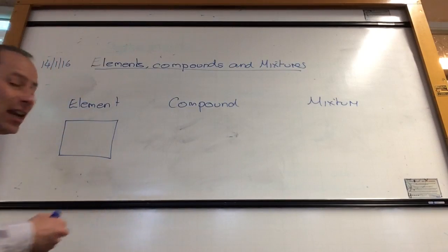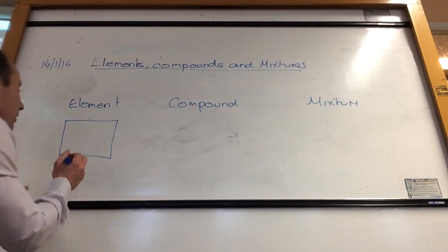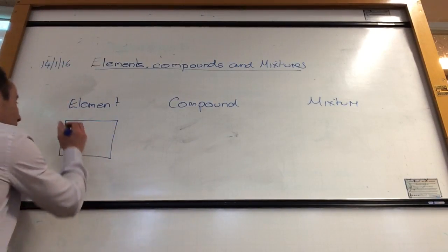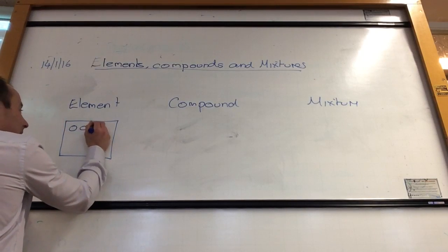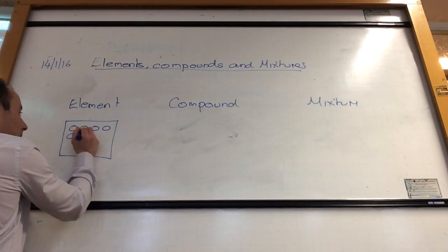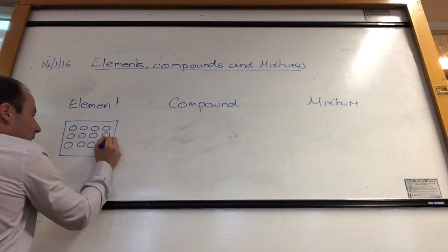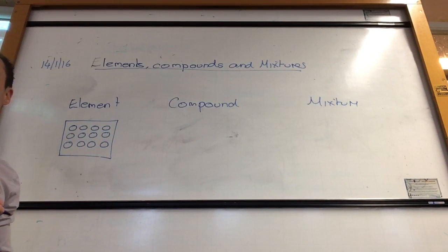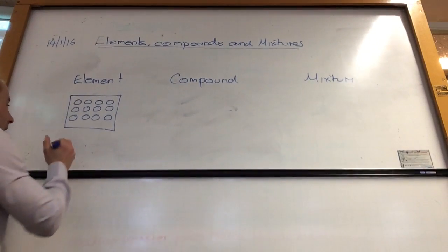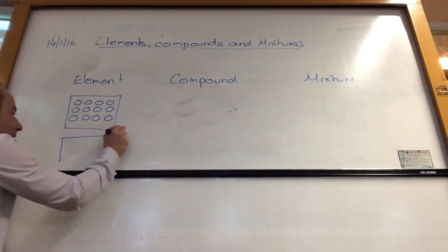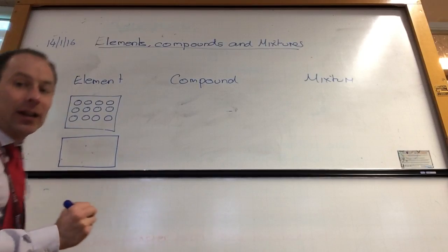So underneath the element, what we're going to do is draw it, so all the particles will be the same. They're all going to be just little, let's say, like that. All my particles are exactly the same, like that. Or they could be like this.